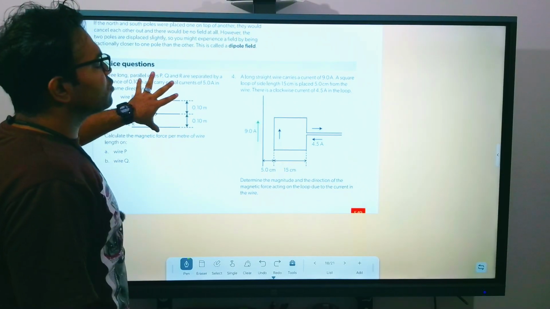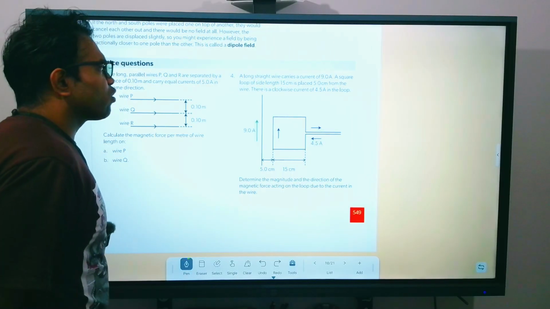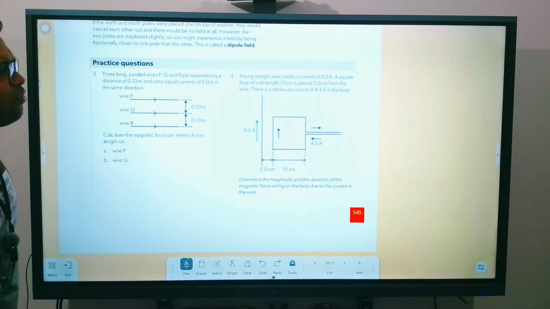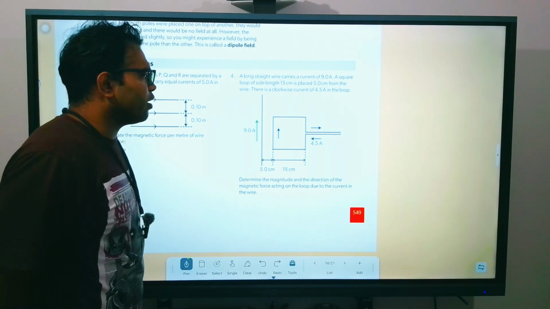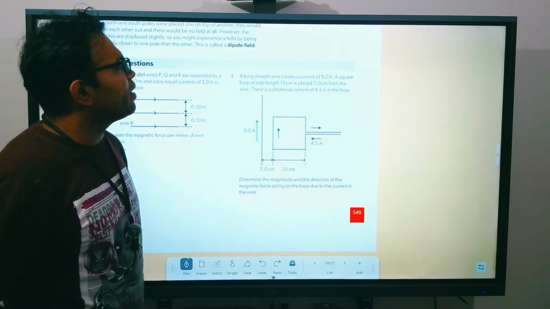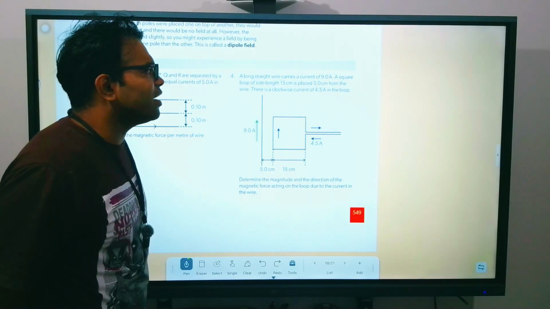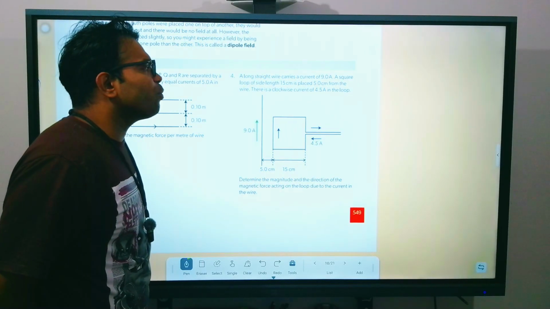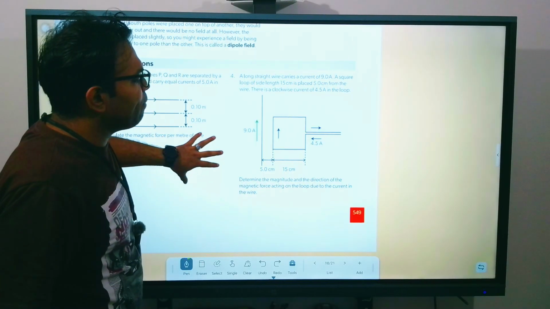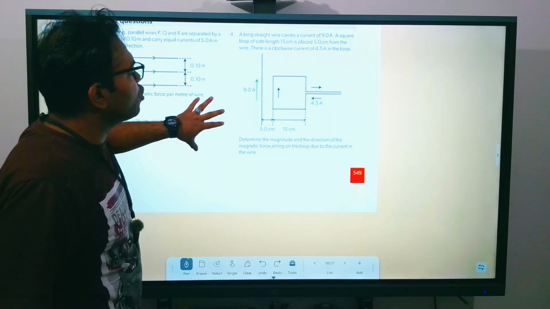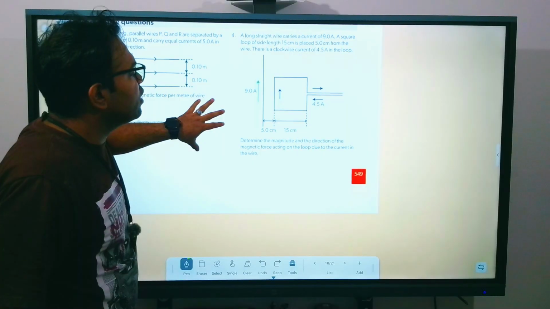A long straight wire carries a current of 9 amperes. A square loop of side length 15 centimeters is placed 5 centimeters from the wire. There is a clockwise current of 4.5 amperes in the loop. Determine the magnitude and the direction of the magnetic force acting on the loop due to the current in the wire.